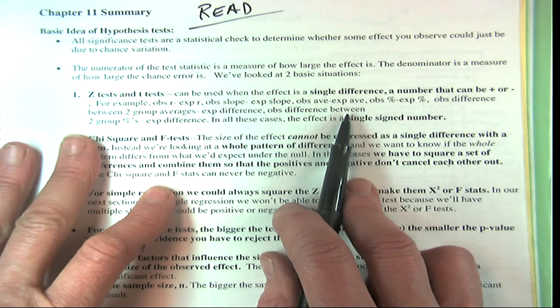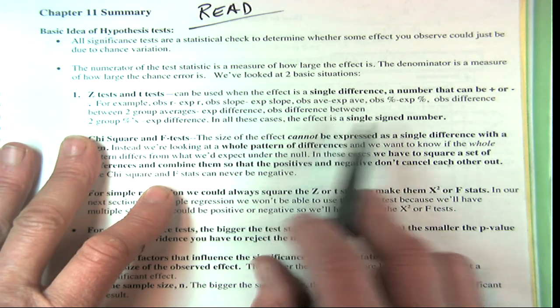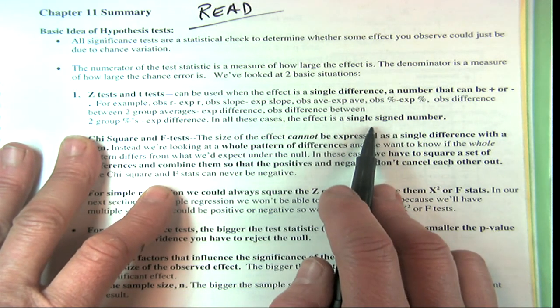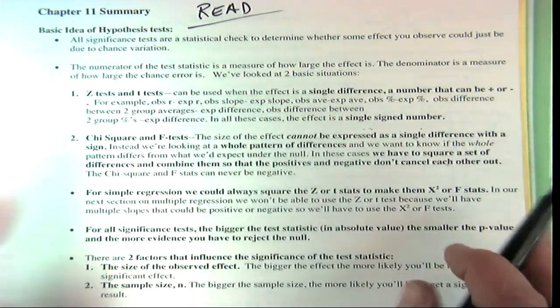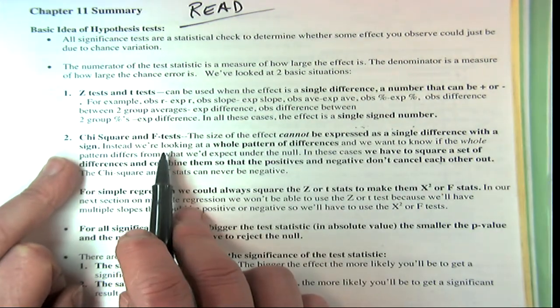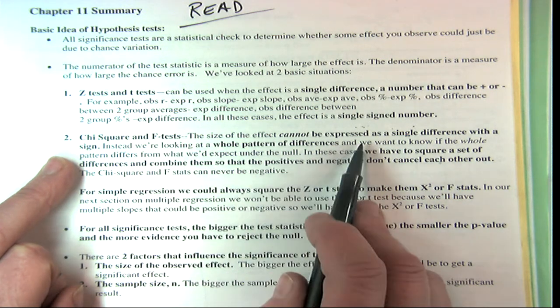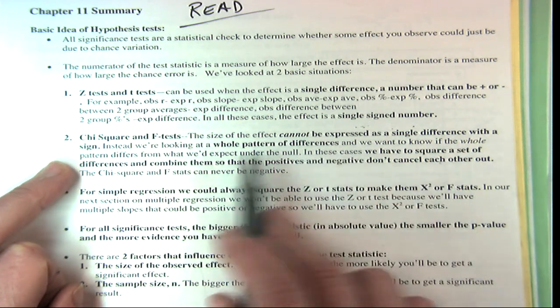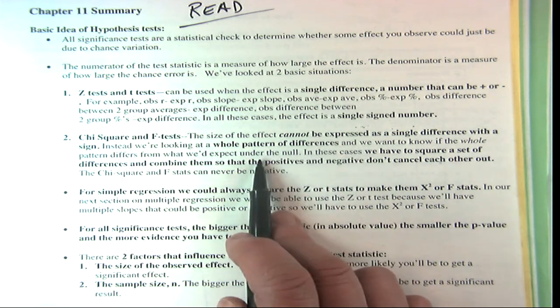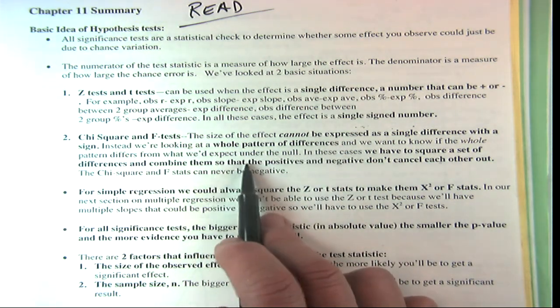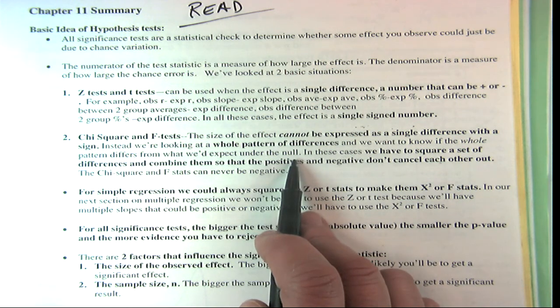And you can boil it down to a single signed number. These can be positive or negative. But these chi-square and f-tests cannot be expressed as a single number with a sign. Instead, we're looking at a whole pattern of differences, and we want to know if the whole pattern differs from what we'd expect under the null.